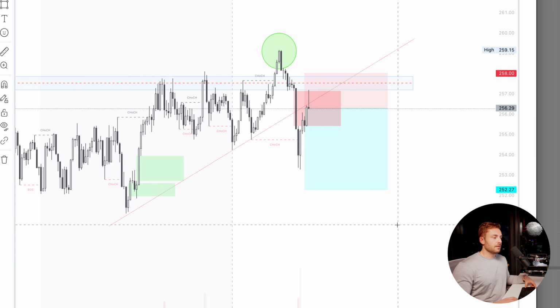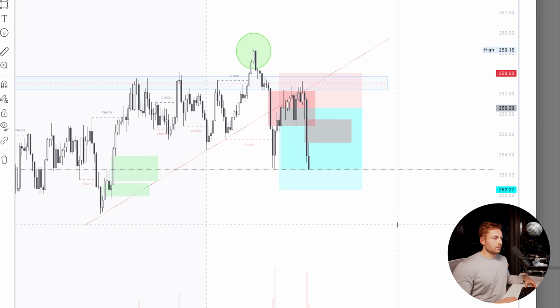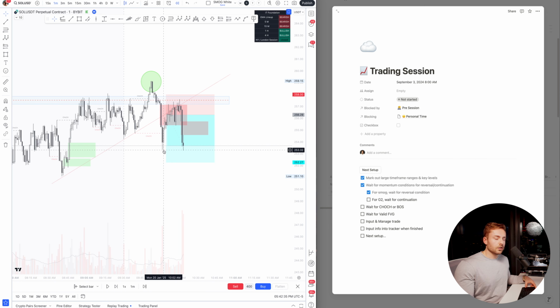Price makes its move back up into that fair value gap, tests the trend one more time, comes back down, doesn't quite close under this level. Now this is the second thing. So I'm waiting for my change of character. I have that, waiting for the fair value gap. Input in managed trade. I have my entry set up here.